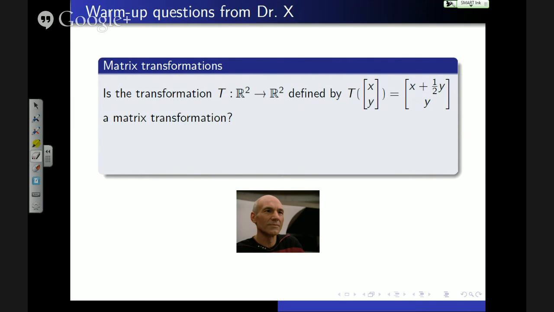So here's a matrix transformation for you. It goes from R2 to R2, and it's defined as you see on the slide. My question to you is: is this a matrix transformation? And if so, what is the matrix that induces it?